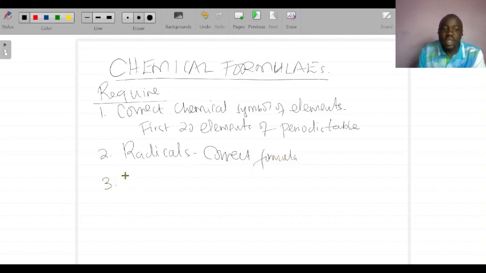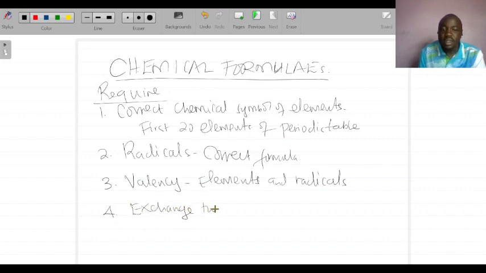Number three is the valency. This valency applies to both elements and the radicals, so you must be able to know their valencies. And number four is how to exchange the valencies. If you have these four basics, then you're in a position to write any given chemical formula in chemistry.